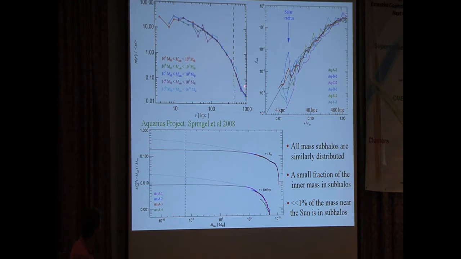And you can see a kind of surprising result: when you plot up their distribution in radius, they all look the same. So it looks as though the radial distribution of the small objects is independent of their mass. All mass subhalos are similarly distributed.